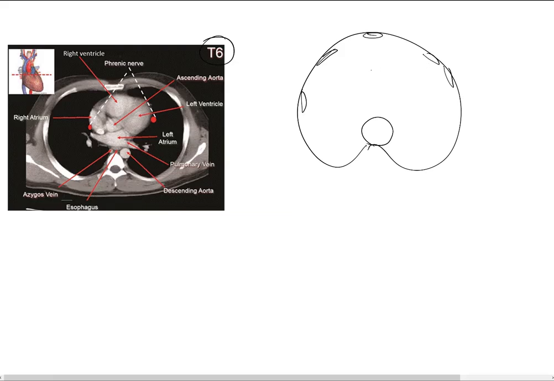And because we're at T6, remember, this is going to be the bullseye view of the aorta. And we can see that right there. Add in the all-important left ventricle, the descending aorta, and our esophagus in front of the vertebral body. And now we can talk about the important diseases that we use as our differential diagnosis here of chest pain.